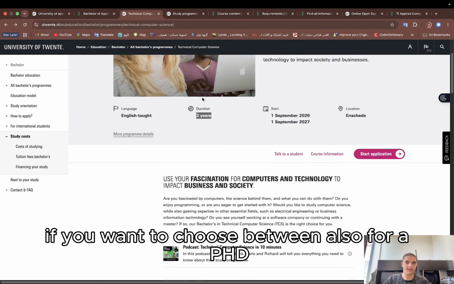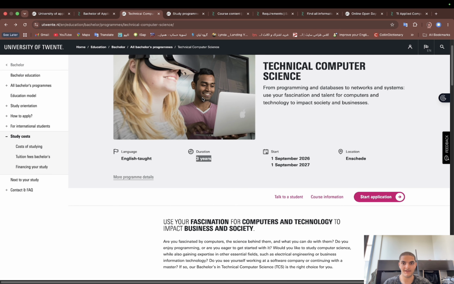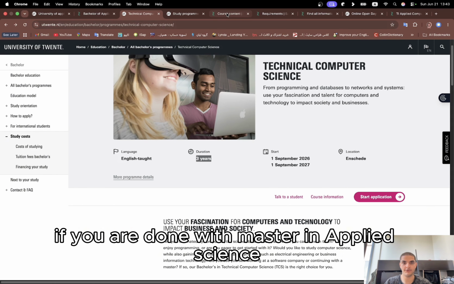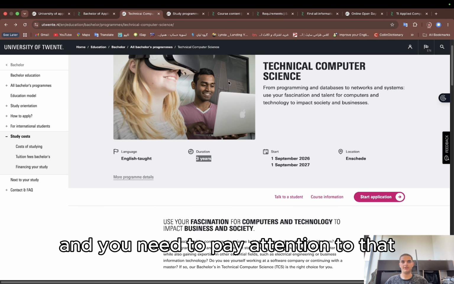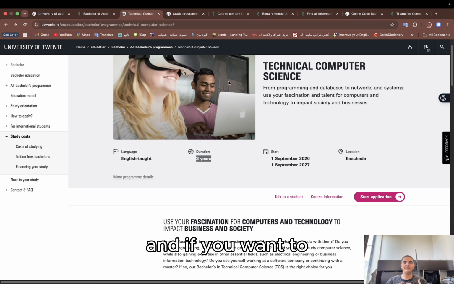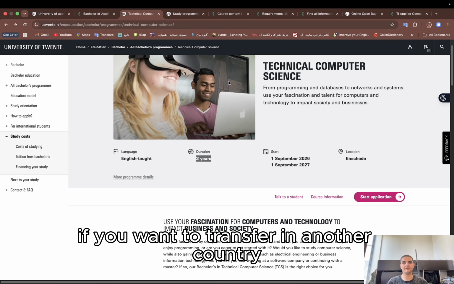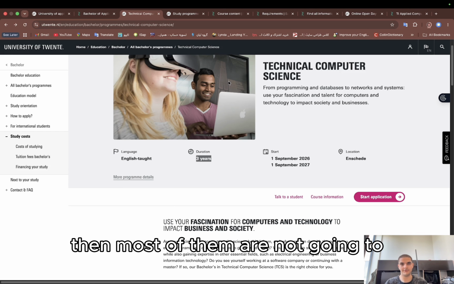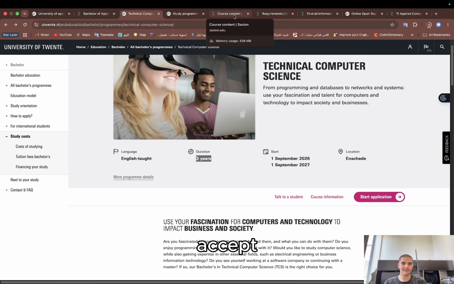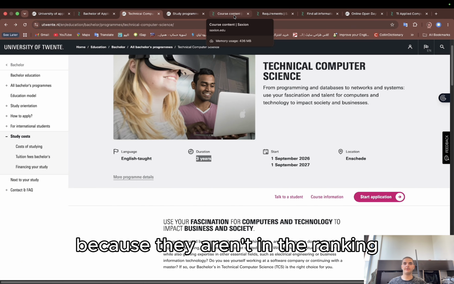If you want to choose, also for a PhD, as I said, if you are done with a master in applied science, you can apply for a PhD. You need to pay attention to that. And if, after you are done with your studies in the Netherlands, you want to transfer to another country, then most of them are not going to accept the diploma you got from an applied science university because they aren't in the ranking.